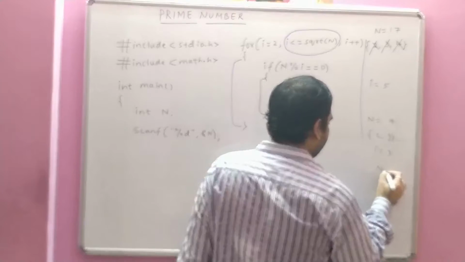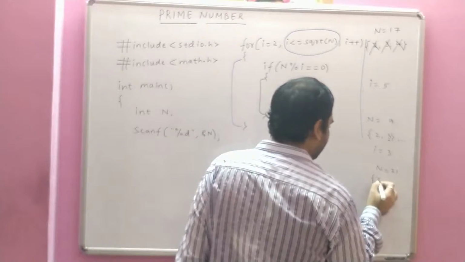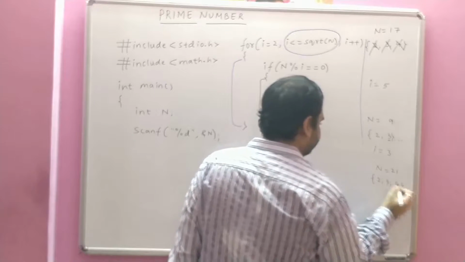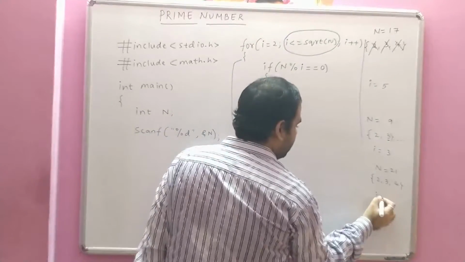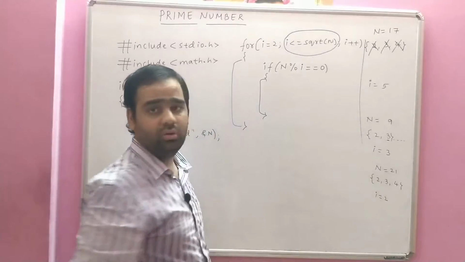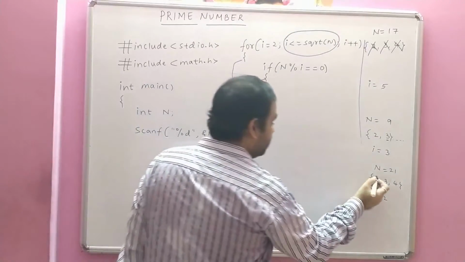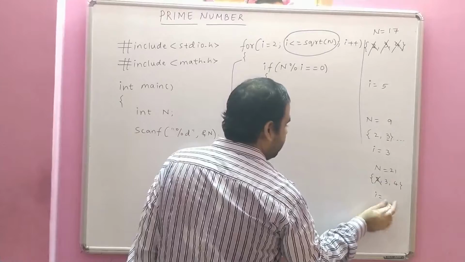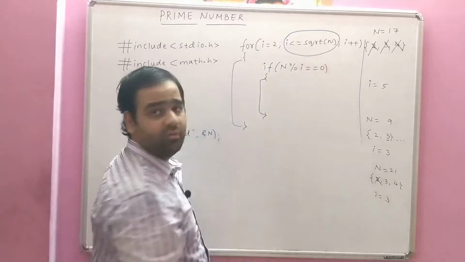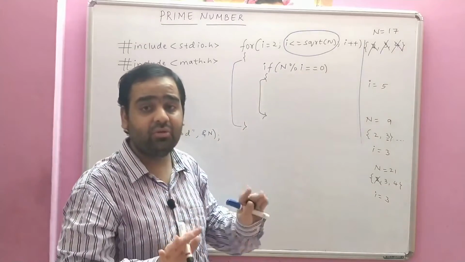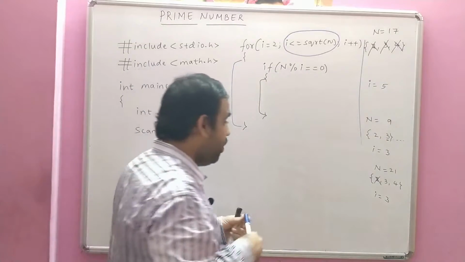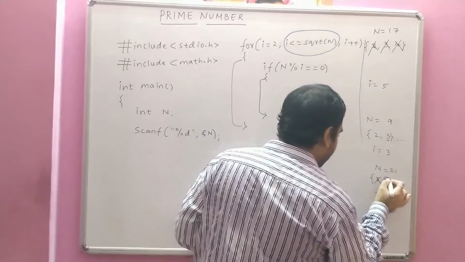Say for example, if I take n equal to 21, the square root of 21 is 4 point something. Therefore, it starts from 2. Hence, we say i is equal to 2. 21 modulo 2 equal to 0? No, 2 is not a factor. 3 might be a factor. You say i plus plus, 3. 3 less than or equal to 4? Yes. 21 modulo 3 is equal to 0? Yes, it is equal to 0. It means you have found 3 as a factor of 21.